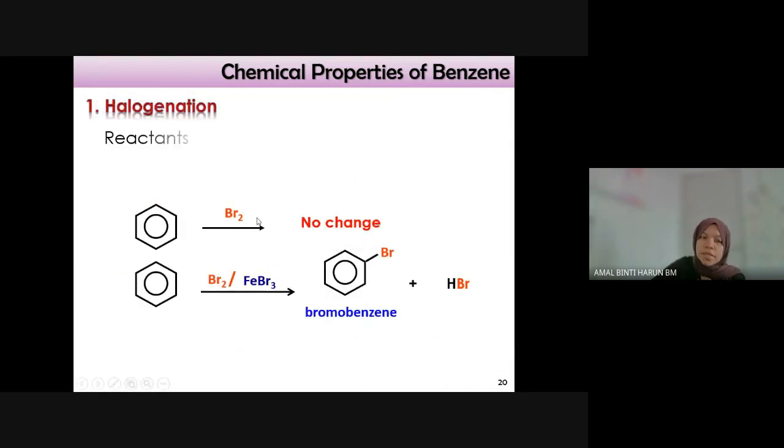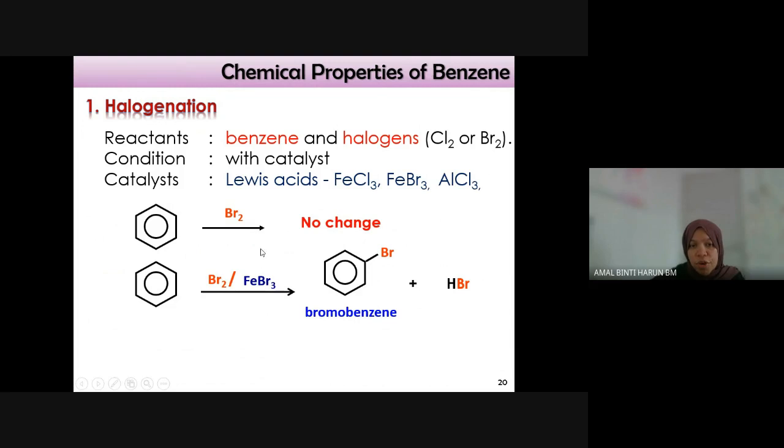Kita tengok tindak balas yang pertama adalah halogenation. Okay, where benzene reacts with bromine. Kalau bromine saja tak jadi apa-apa. Tetapi bila bromine react dengan benzene in the presence of the catalyst, so barulah bromine ni boleh menjadi electrophile, and barulah bromine ni boleh substitute hydrogen there. Okay, and the double bond in the benzene ring remains the same. Only hydrogen is substituted by the Br. So dapatlah bromobenzene. So first one is the halogenation.